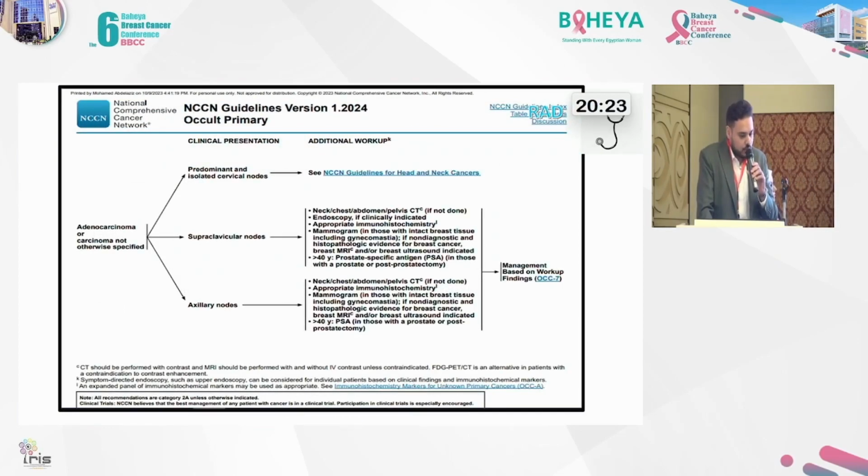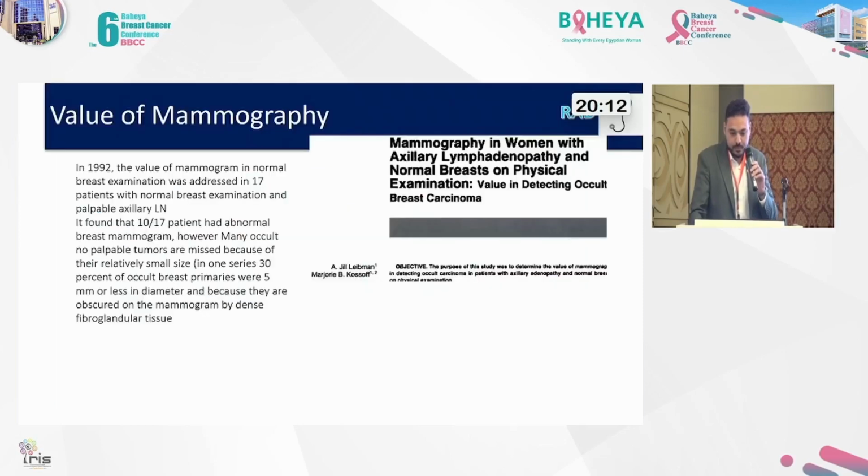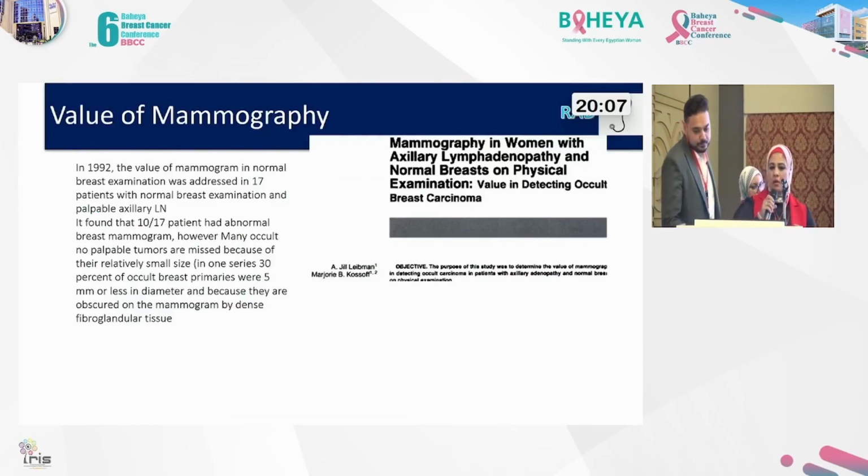Okay, we have an adenocarcinoma here. It's an axillary lymph node. We did a metastatic workup, mammogram, and here we come with the mammogram. Value of mammogram: in 1992, the value of mammogram in normal breast examination was addressed in 17 patients with normal breast examination and palpable axillary lymph node. It found that 17 patients had abnormal breast mammogram.